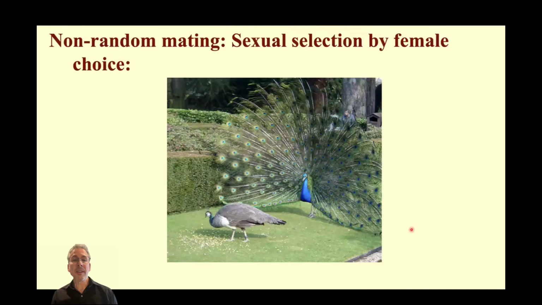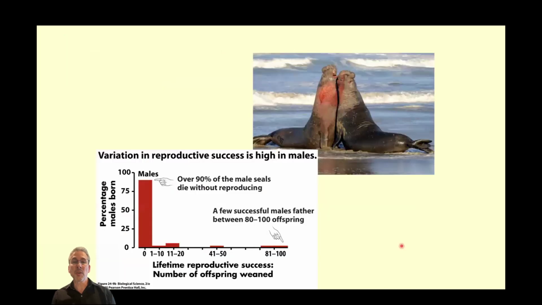And also non-random mating. So, rarely is mating random. There's always some sort of selection going on. So, for example, we can have sexual selection by female choice. Here we see a male peacock doing his best to impress the female and convince her that he's worth mating with, right? But it's sort of her choice. She can choose to mate with him or not, right? So we say, well, that's sexual selection by female choice.